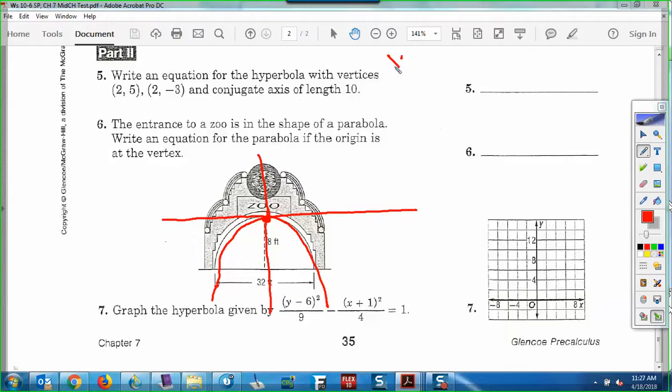Okay? So this is y minus k equals 1 over 4p times x minus h, squared, right? That's your basic equation. So we know the vertex, right? So that makes it easier, it's 0, 0. Since the vertex is, they said the equation origin is at the vertex, okay?